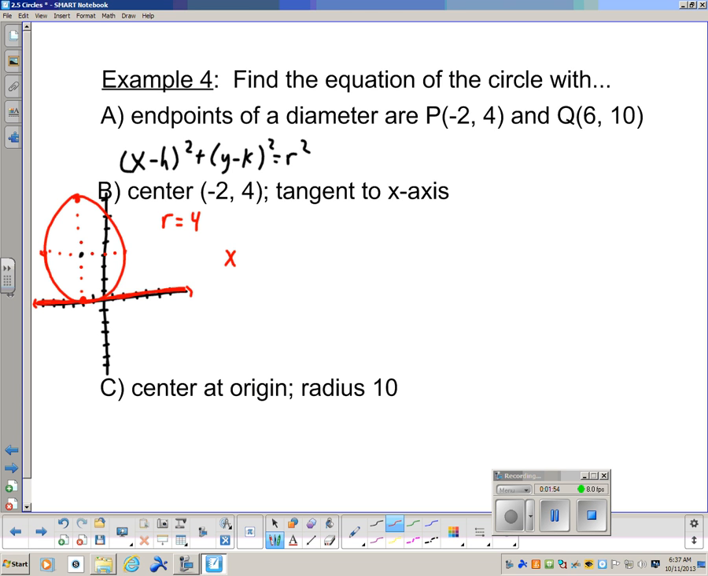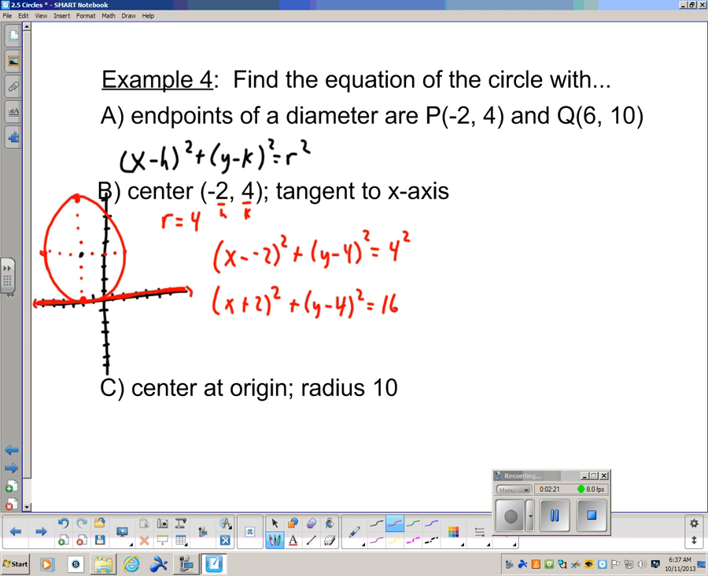It goes x minus, this is my h, this is my k, so it's x minus a negative 2 squared plus y minus 4 squared equals my radius, what we just found on the graph there, 4 squared. So cleaning this up, we get x plus 2 squared plus y minus 4 squared equals 16. So we found the equation of that circle.